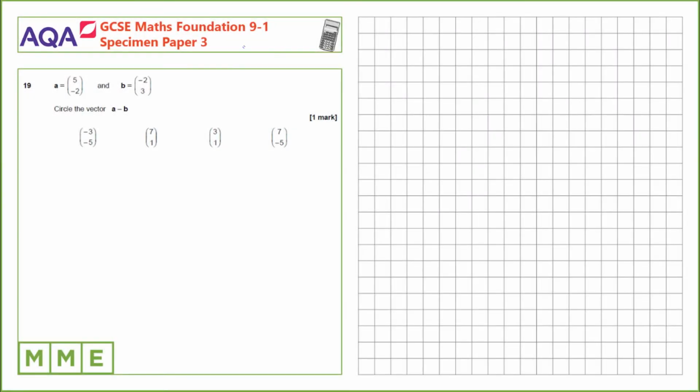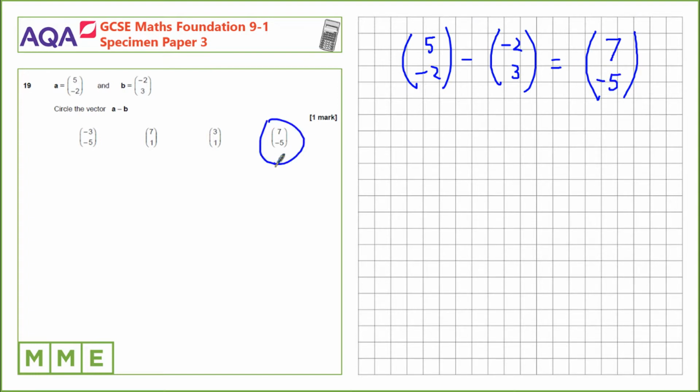Question 19. We have two vectors, A and B, and we need to circle the vector A take B. So, A take B is (5, -2) take away (-2, 3). We need to do this using the x coordinates first, and then we'll do the calculation for the y coordinates. So, 5 take away negative 2, the same as adding 2, so we've got 5 plus 2, which is 7. And negative 2 take away 3 is negative 5. Answer is (7, -5).